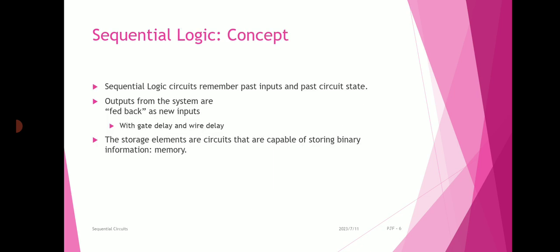And here we can see the sequential circuit logic. The concept is that it remembers the past inputs and past circuit state, and the outputs are fed back as new inputs, which has gate delay as well as wire delay. We know it is used for storing information. There are two types of inputs here: external inputs, which are controlled outside the circuit, and internal inputs, which are a function of the previous output state. So the secondary inputs are produced by the storage elements.